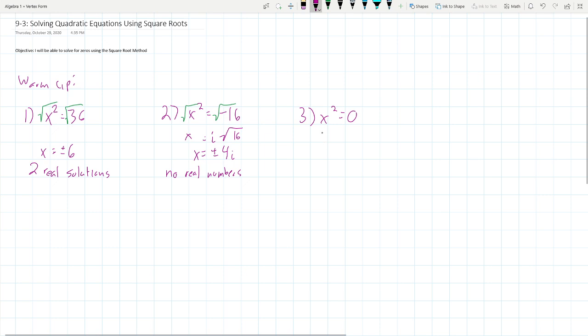For number 3, I can still do that square root. So I take the square root of x squared and the square root of 0, but the square root of 0 is 0. And so I get x equals 0. It's not really plus or minus 0. Yes, there is an idea of a positive and a negative 0, but we don't really go into that. For this one, it seems like we should say there are no real solutions. However, in this case, there actually is one real solution. And that's the warm-up.